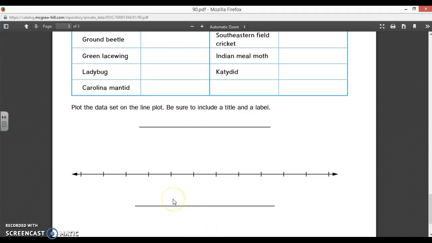The label would be, what do these numbers mean? Are they in inches, feet, centimeters, so on? Here, this is just a title showing what the data is.